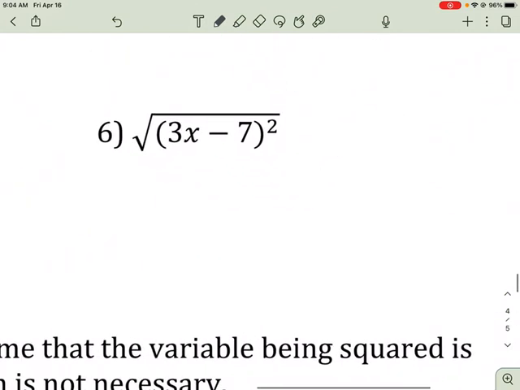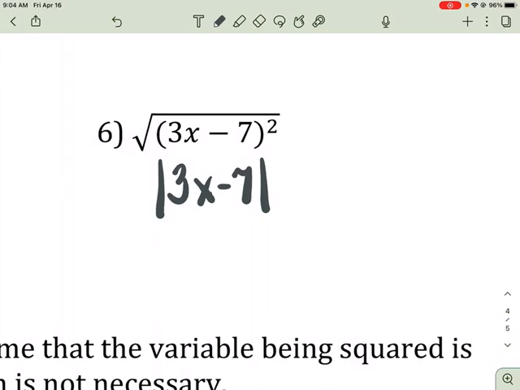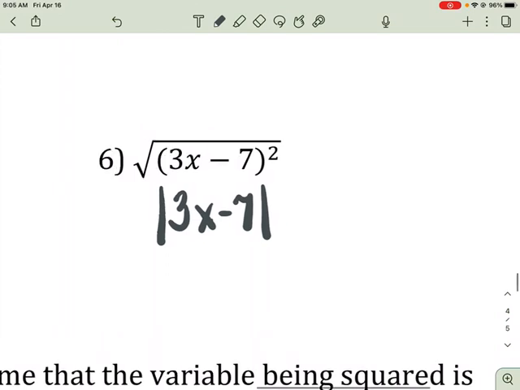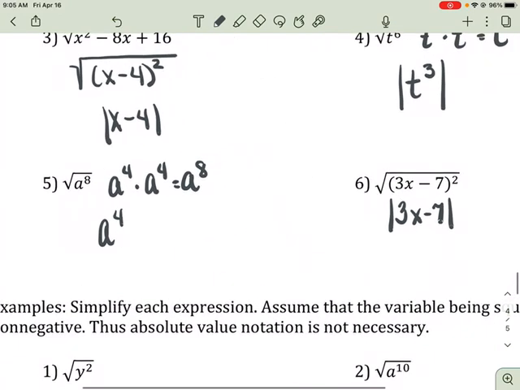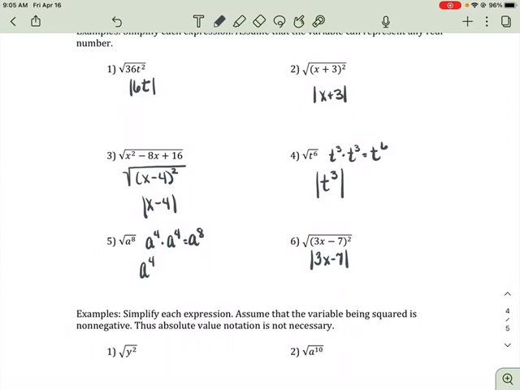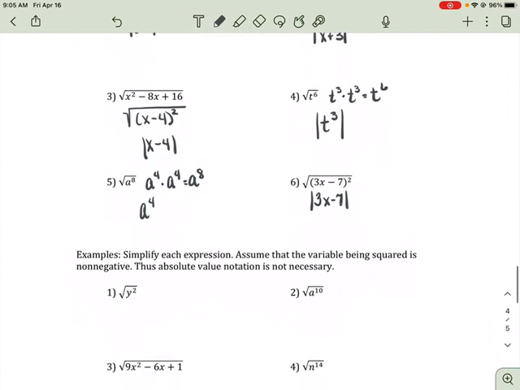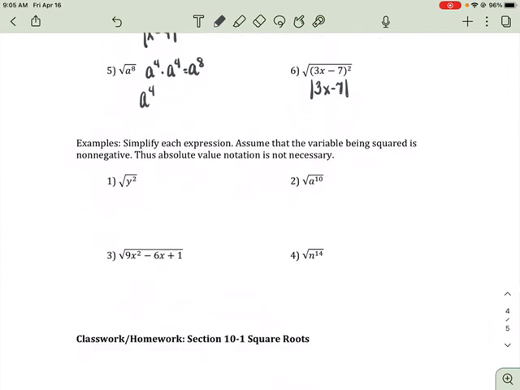Okay, let's try this one. So 3 minus 7, but we're going to put absolute value around it because we can't guarantee it's positive. So the idea is, can we guarantee that number is positive? If we can't, then we're going to put absolute values around it, unless we're told otherwise.